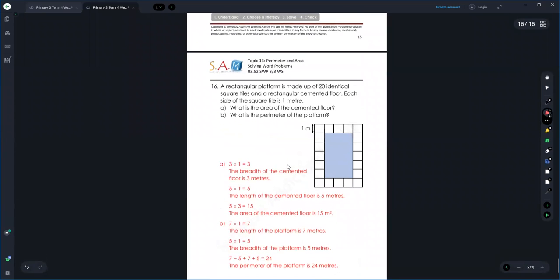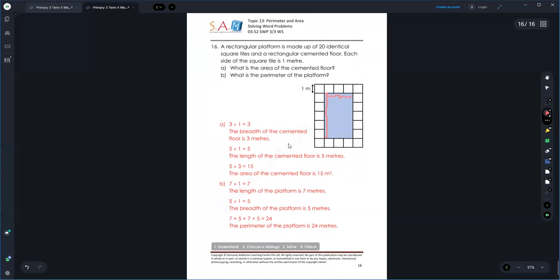Question 16. Okay, it looks a bit complex, so sometimes students may find it daunting. All right, but it's actually not that bad. Okay, 20 centimeter squares and a cemented floor, and the side of each square is 1 meter, so it's already given. What's the area of the cemented floor? Okay, what's the area of the cemented floor? So all they need to do is find out what this is, and they should be able to find out the dimensions. Okay, area of cemented floor. Perimeter of the platform will be the whole thing. All right, so you should be able to get an answer as well. Okay, all right, that's it.